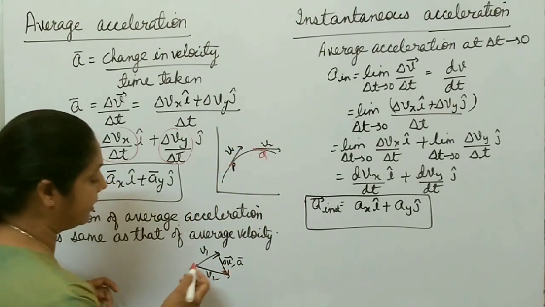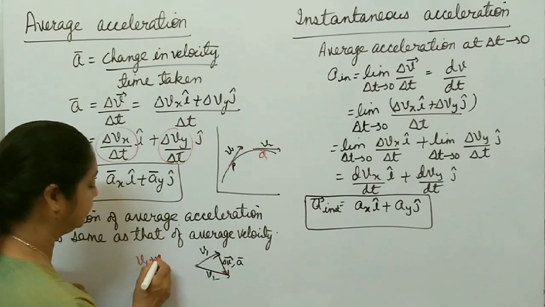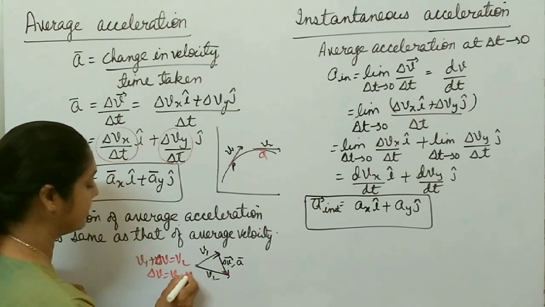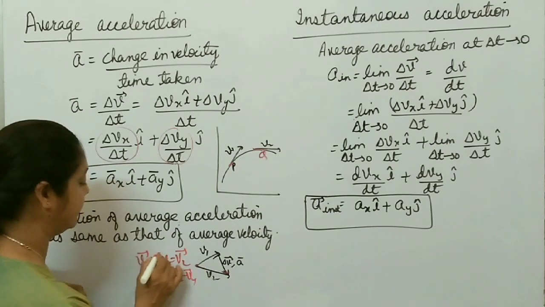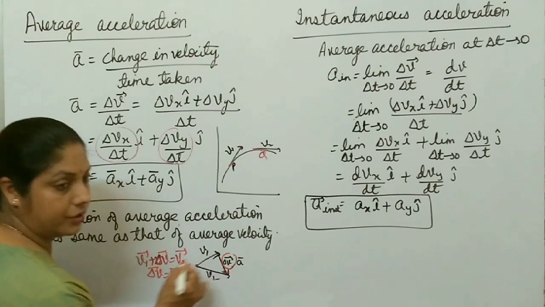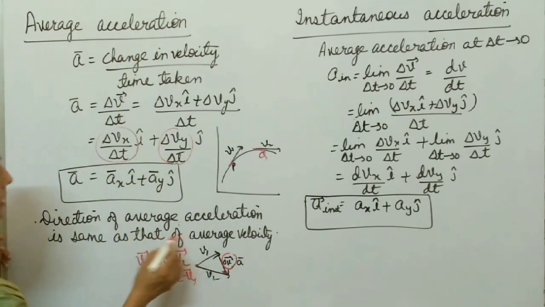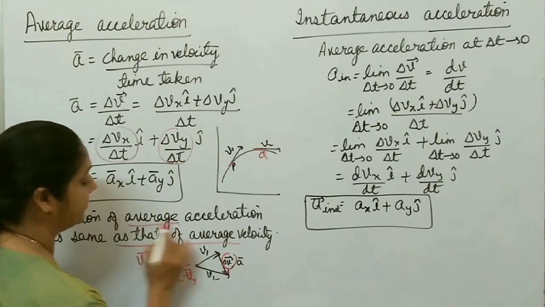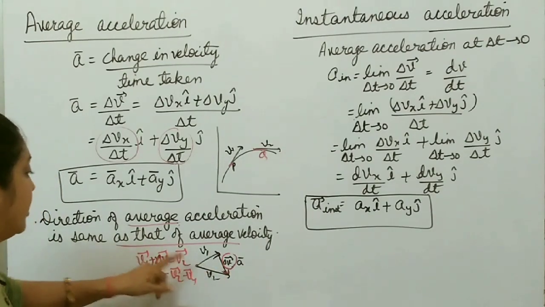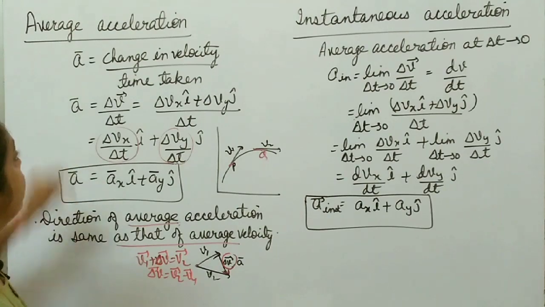Using triangle law of vector addition, V1 plus delta V equal to what? V1 plus delta V equal to V2. So delta V equal to V2 minus V1. These are vectors, right? So this is the direction of change in velocity, and the direction of average acceleration is the same as that of average velocity, right? This is the direction of average velocity also, and this is the direction of average acceleration also. Is it clear to all of you? So this is about average acceleration.